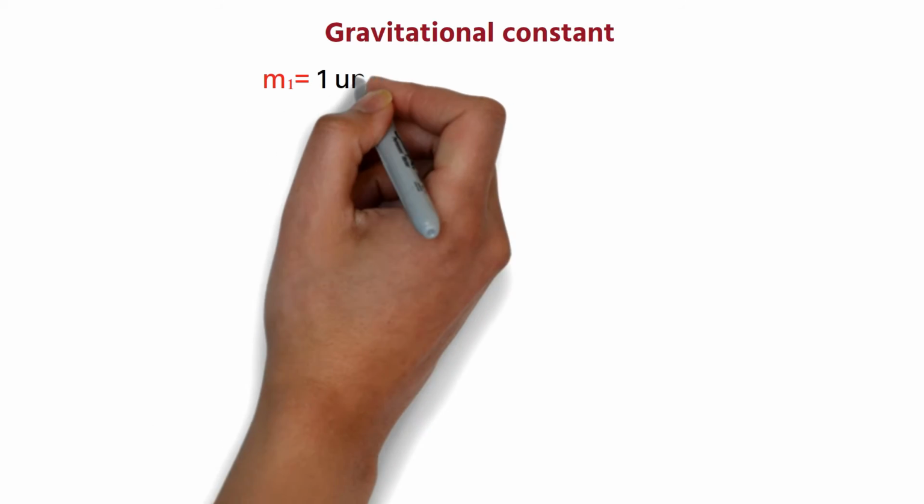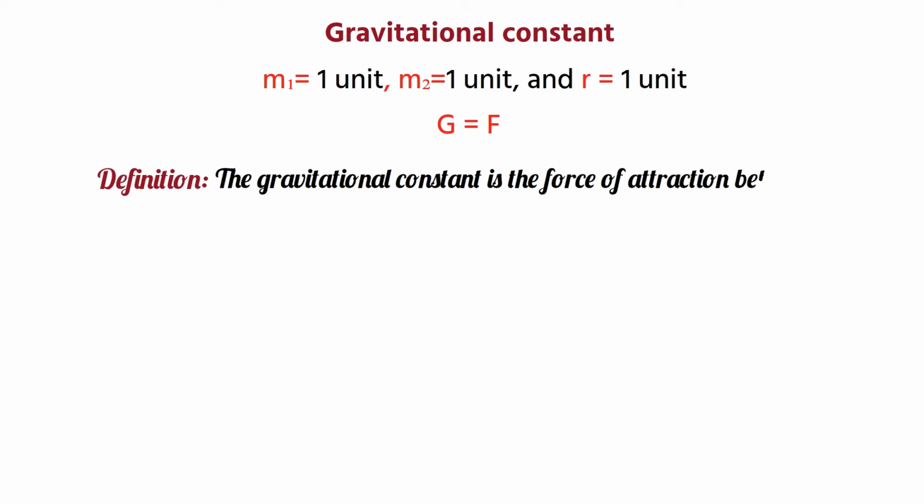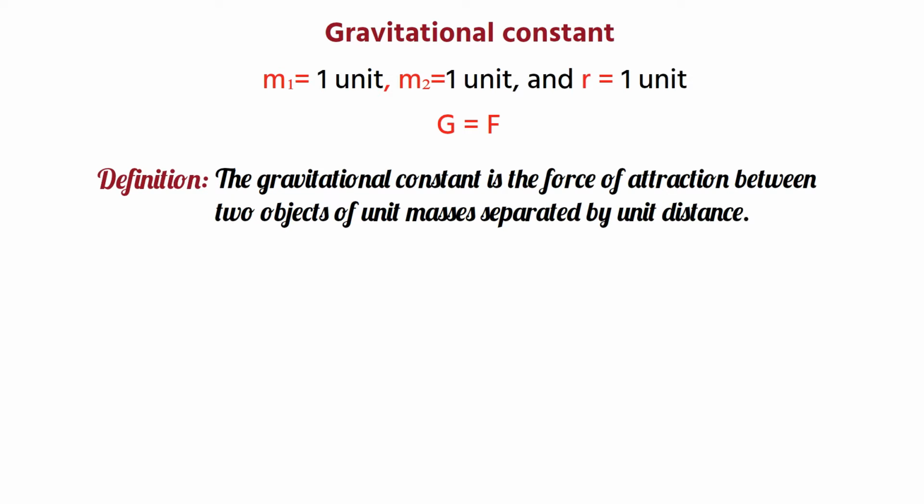Gravitational constant. If we want to define the gravitational constant G, then all the quantities present in the formula, except the constant G and F, must be taken as unit values. So, if we take unit mass and unit distance, then we get G equals F. This simply defines the gravitational constant as follows. The gravitational constant is the force of attraction between two objects of unit masses separated by unit distance.